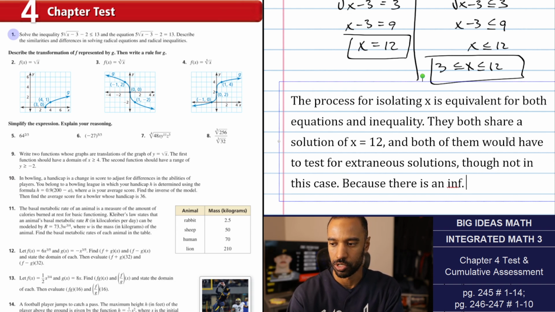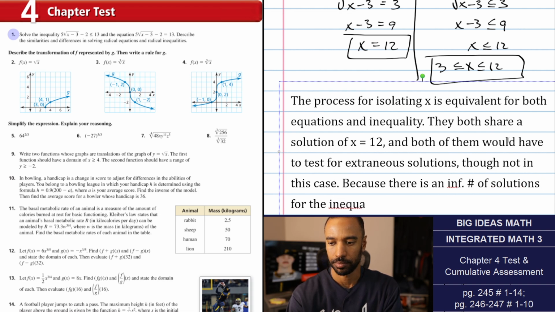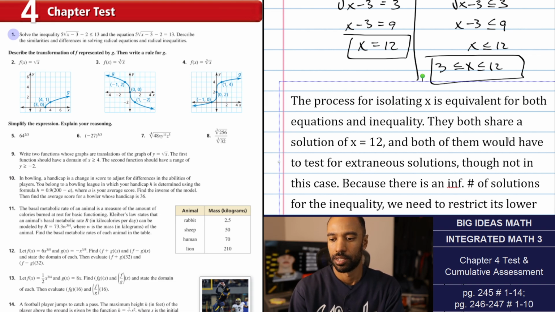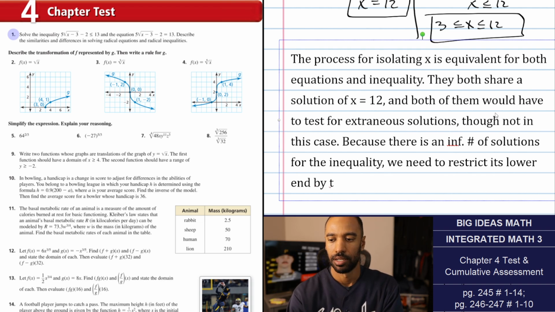Infinite number of solutions, geez. For the inequality, we need to restrict its lower end by its domain based on the square root.